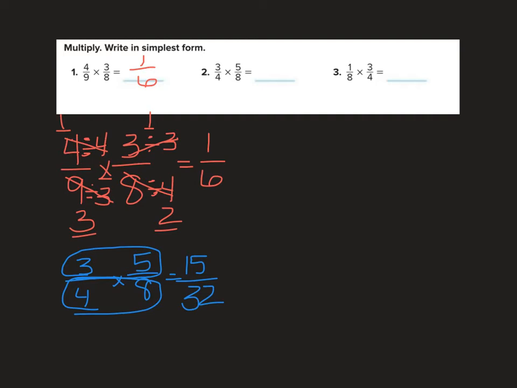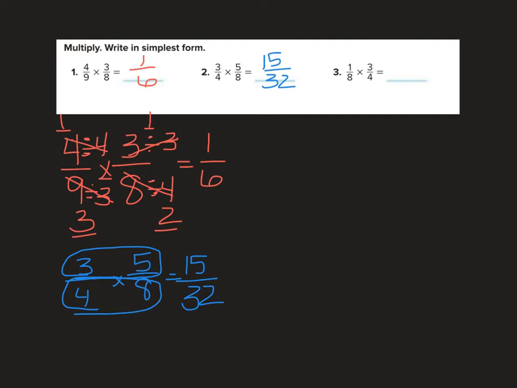So because I couldn't simplify anything at the beginning, it also means I'm not going to be able to simplify later. But I'll still think to myself, okay, 15 and 32, the only two numbers I know that multiply to 15, well, there's 1 and 15, and 3 and 5. And 3 and 5 do not go into 32. 15 does not go into 32. So I know that they are simplified. So my answer is 15/32.